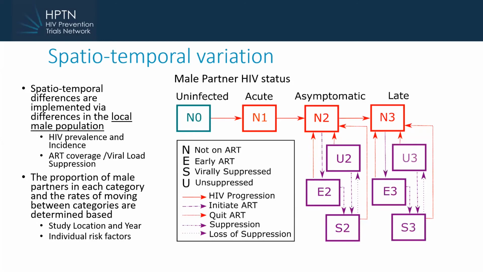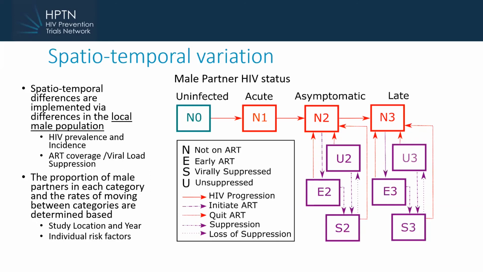Differences in HIV risk in space and time are implemented via the dynamics of the local adult male population, who are the potential sources of HIV infection in these women. The flowchart shows the different HIV infection and treatment statuses of male partners within our simulations. We can adjust HIV incidence, prevalence, and viral load suppression independently by altering the proportions of individuals in each category and the rates of transition between them.